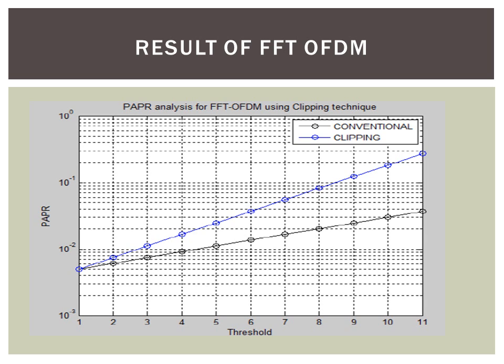The operation starts with one fixed value of PAPR, but as the threshold value goes on increasing, the difference between the PAPR value for the conventional and clipping results goes on increasing.